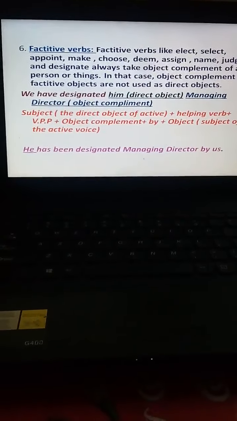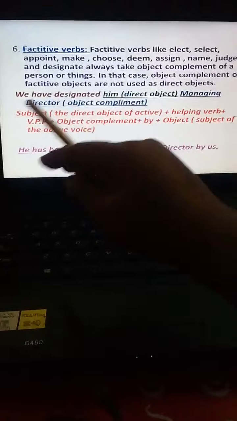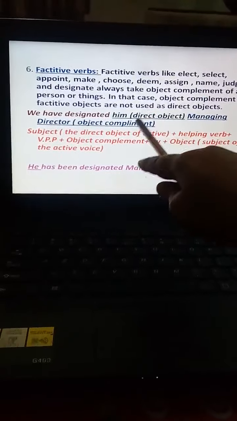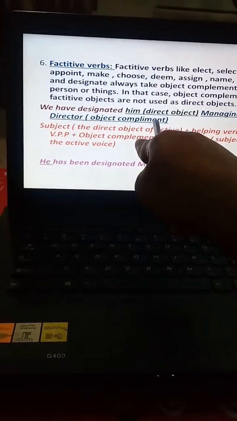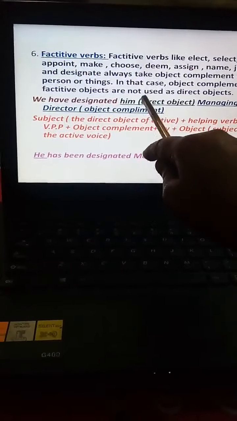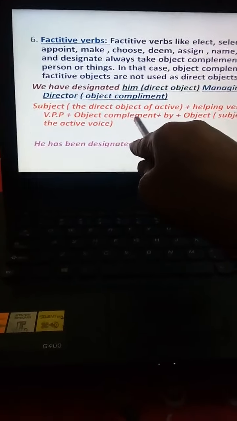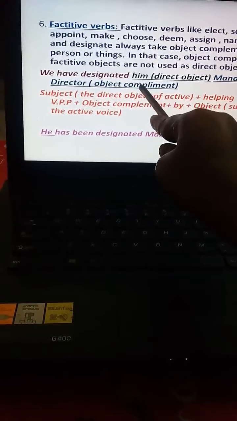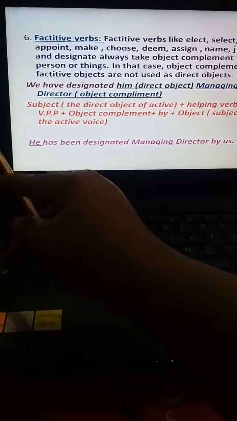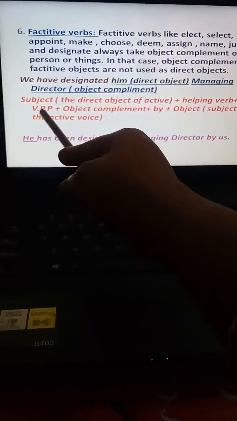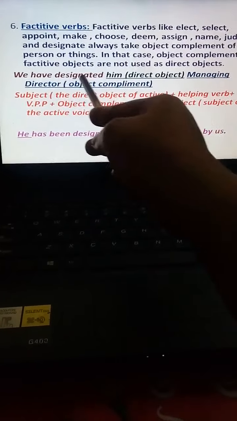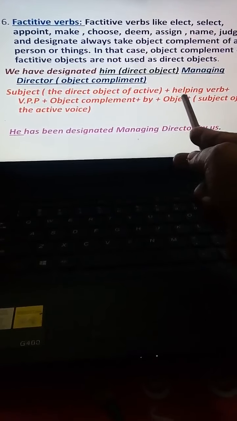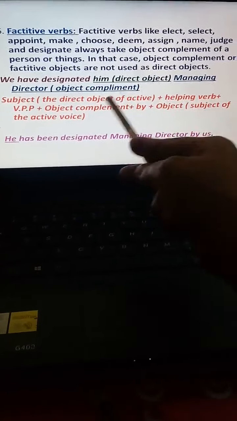Look at the example. We have designated him managing director. So here him is the direct object and managing director is the object complement, or the factitive object. So the direct object him should be used as the subject of the passive voice, that is he. The subjective form of him is he. So look at the structure. First the subject, then the helping verb, the past participle form of the main verb, then the object complement, or the factitive object, then the preposition, and you should write down the object, that is the subject of the active voice.